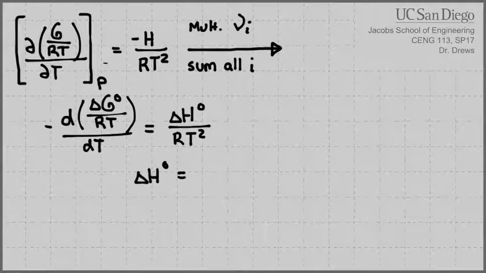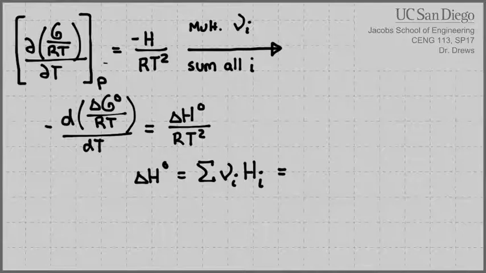That's the enthalpy of reaction, which you would have learned in 100 as the sum of the stoichiometric coefficients nu sub I times the enthalpy of each species. That's the only kind. Every time you see delta of anything, delta is always the sum of the stoichiometric coefficients times whatever that thing is. So here it's enthalpy, so we get H's. So this is the enthalpy of reaction.